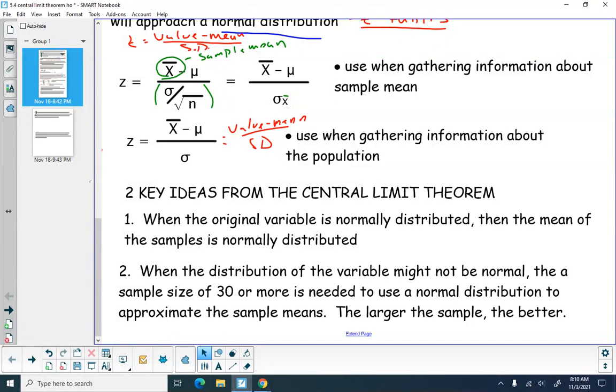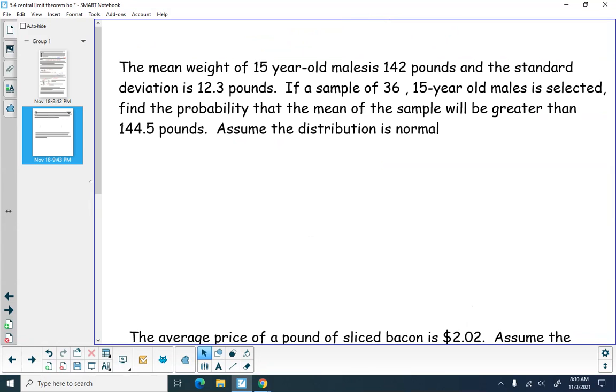All right, let's take a look at some problems. The mean weight of 15-year-old males is 142 pounds, and the standard deviation is 12.3 pounds. If a sample of 36 15-year-old males is selected, find the probability that the sample mean will be greater than 144.5 pounds. Assume normal distribution. Now, you're taking a sample of 36, and you want to predict the probability that their sample mean will be greater than 144.5 pounds.